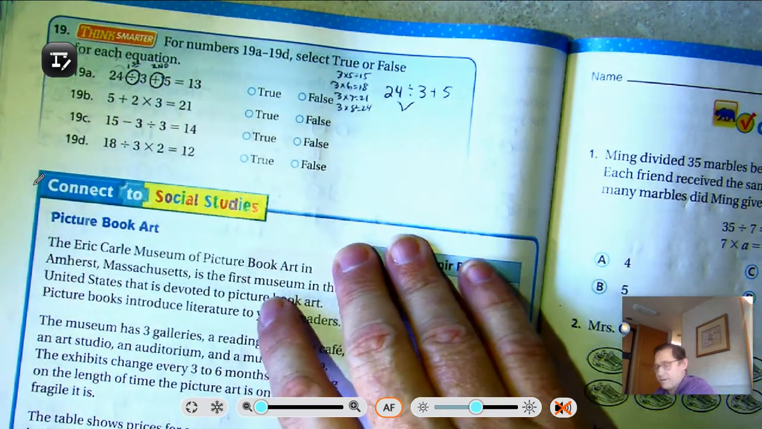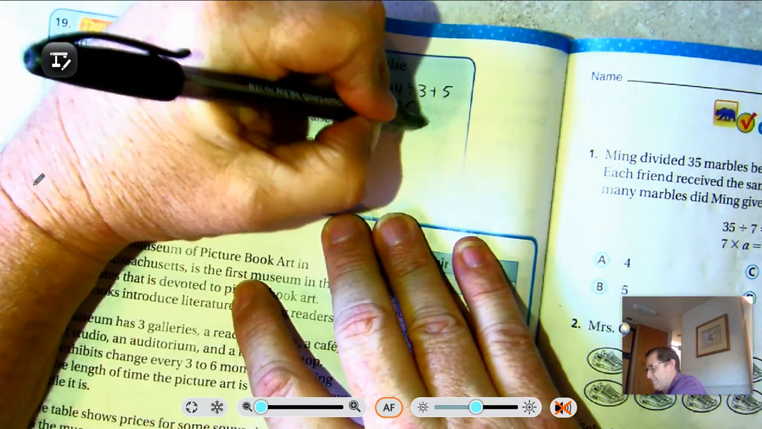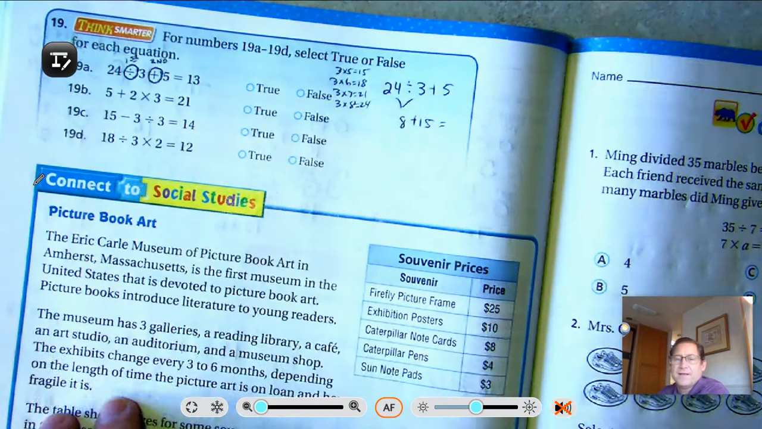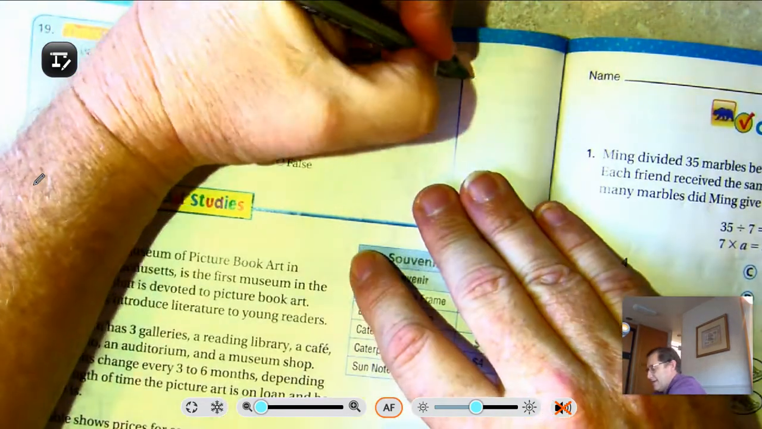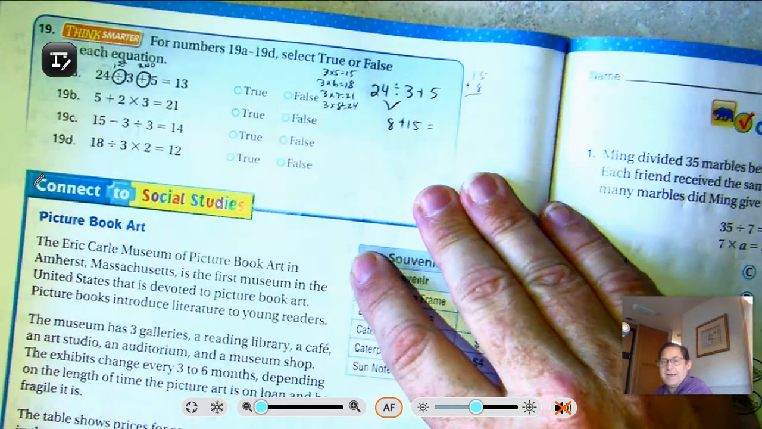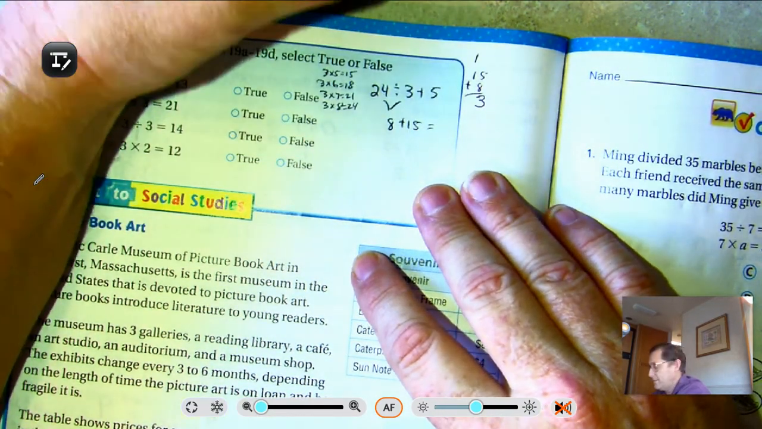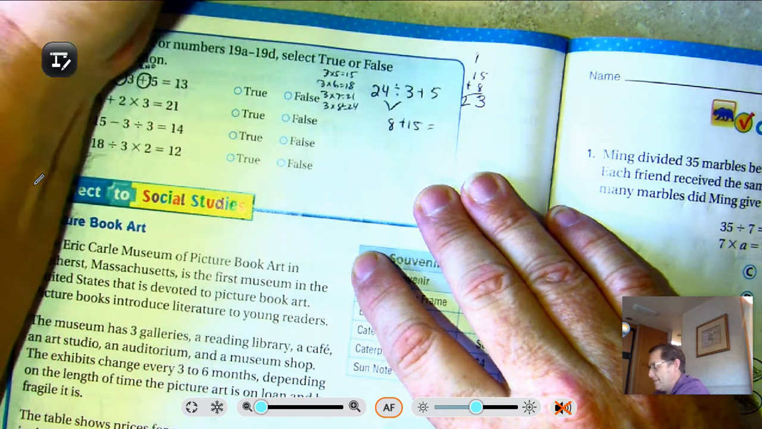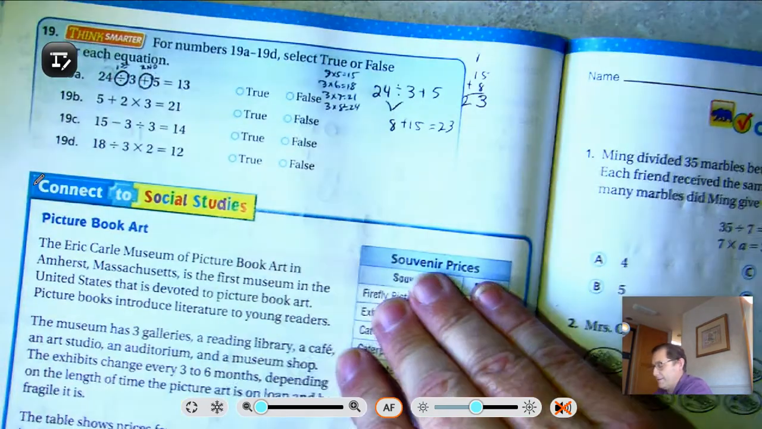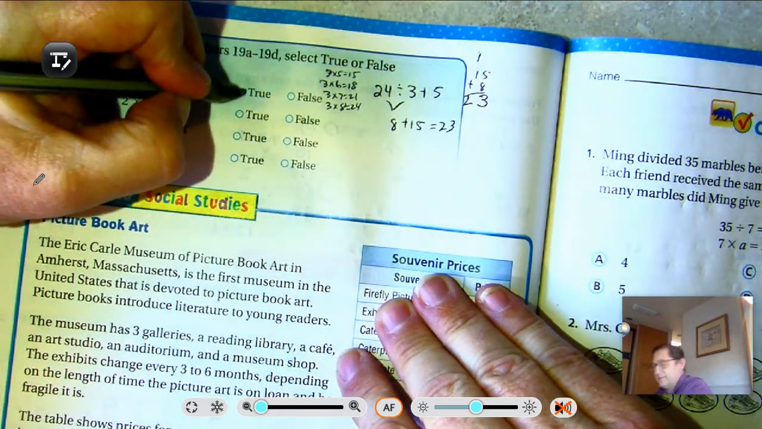Okay, so 24 divided by 3 is 8 plus 15. 15 plus 8. 8 and 5 is 13. Regroup that as 1 ten and 3 ones. 1 and 1 is 2 tens. So 23. Yes, that is a true statement.